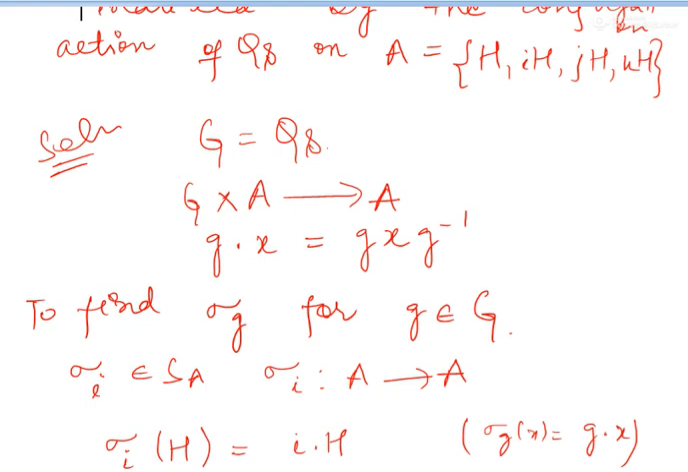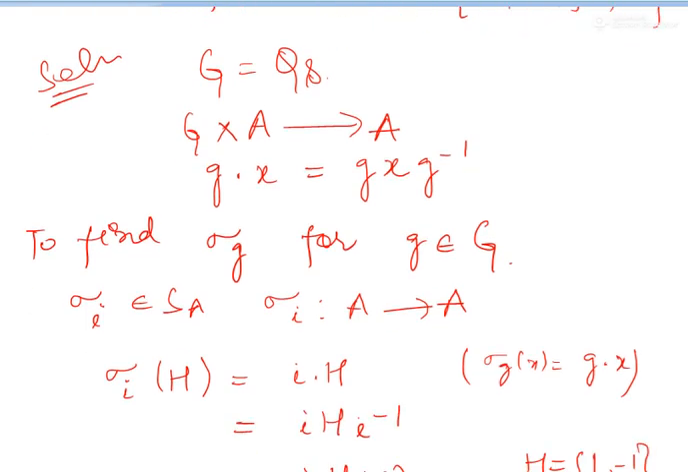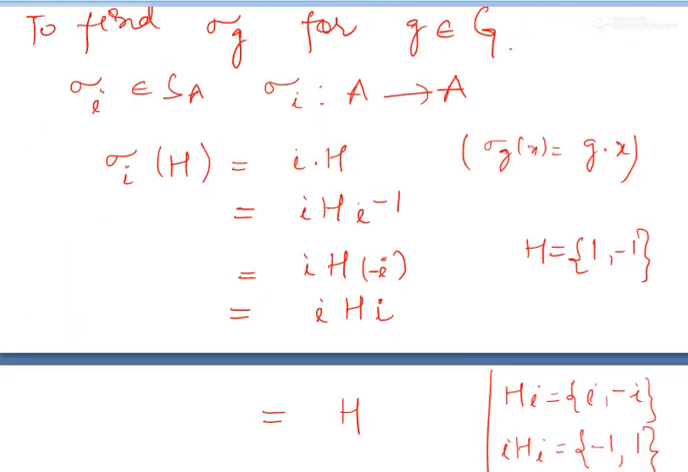That means we have to find sigma G for every G belonging to Q8. That means we have to find sigma I, sigma J, sigma K, sigma minus I, sigma minus J, sigma minus K, sigma 1, sigma minus 1. These many elements we have to determine in order to find the permutation representation phi. So first of all, let's evaluate sigma I.